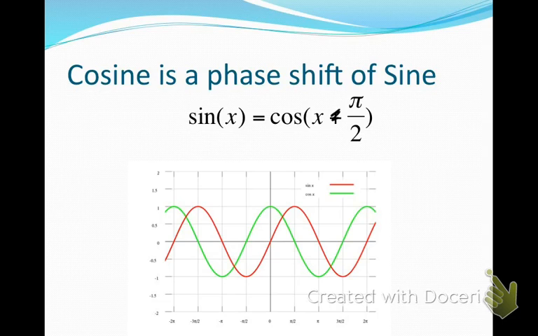Yeah, this should actually be a minus here because cosine is moving to the right, so it should be a minus. Sorry about that. So sine and cosine are phase shifts of each other. They look exactly the same, they have the same period, they have the same amplitude, they just start at different points. So they're out of phase with each other.